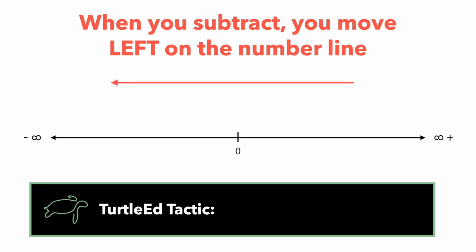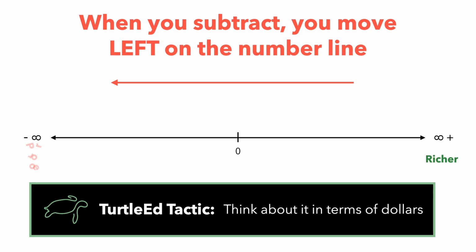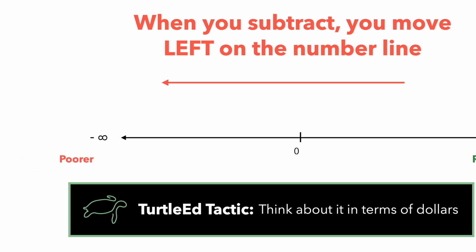Here's a little TurtlEd tactic: if you think about it in terms of dollars, it sometimes makes it easier. Think of positive infinity as towards richer and negative infinity as towards poorer, so you either gained or lost dollars. Let's do some examples here.